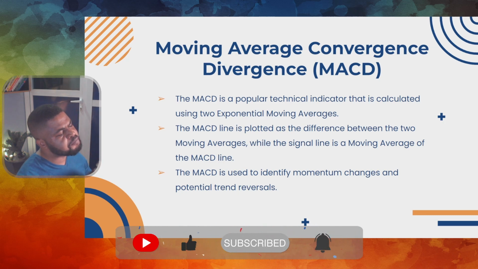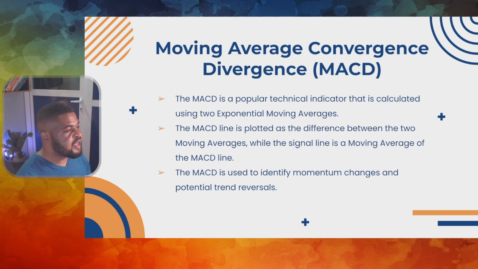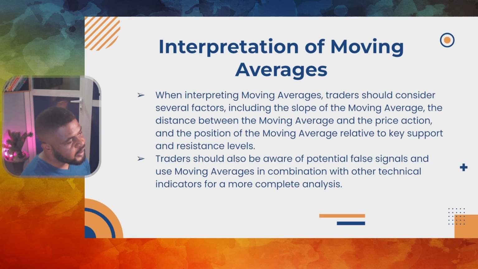Let's continue. So the MACD is used to identify momentum changes and potential trend reversals. It will be nice if you know how to utilize this tool. All right, so interpretation of moving averages. How do you interpret moving averages?